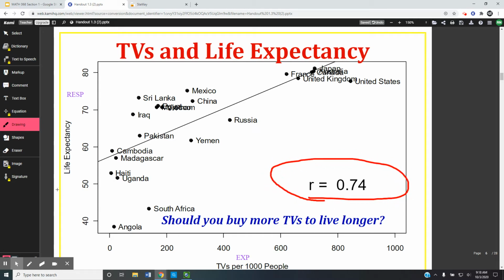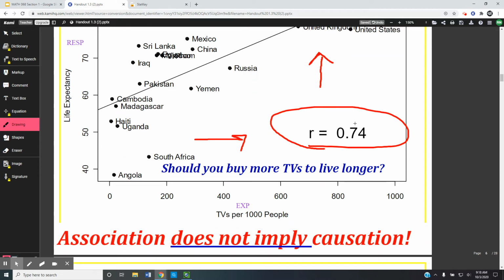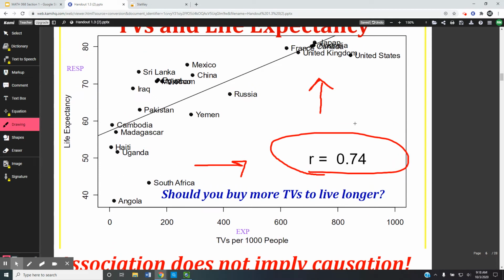And it appears that, like I said, as I go to the right, my age seems to increase, my life expectancy. So I should run out and buy more TVs so I live longer, if I want to live longer, right? Well, the question is, association does not imply causation.